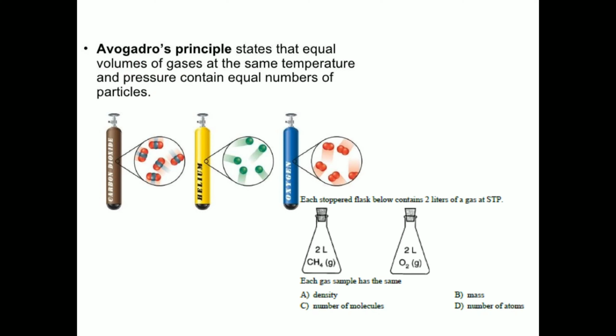In this Regents question, we have 2 liters of methane gas and 2 liters of oxygen gas, and we were asked to find what is the same in both flasks at STP. We know it cannot be the number of atoms because methane's formula has 5 atoms, while oxygen's formula has 2 atoms. We also know the mass cannot be the same because methane has a carbon which weighs 12 grams and 4 hydrogens which weigh 1 gram each, while oxygen has 2 atoms that weigh 16 grams each. Since the mass cannot be the same and the volumes are the same, the density cannot be the same. So here, since these have the same volume at identical temperatures and pressures, they must have the same number of particles.